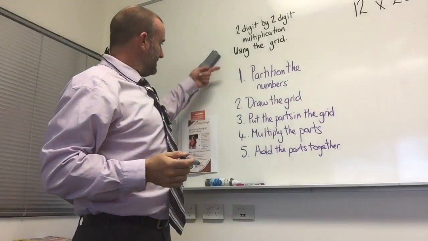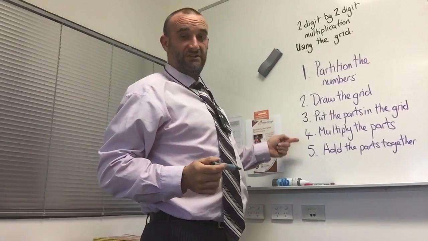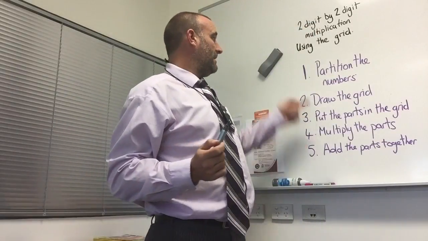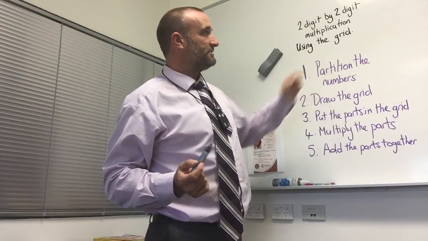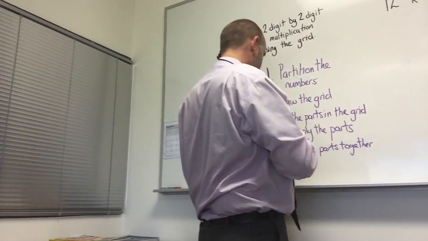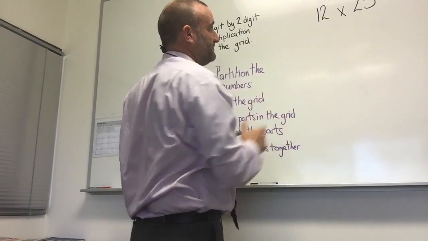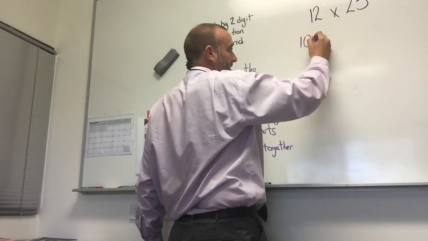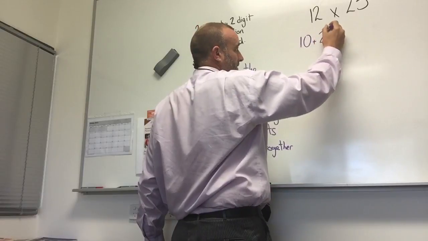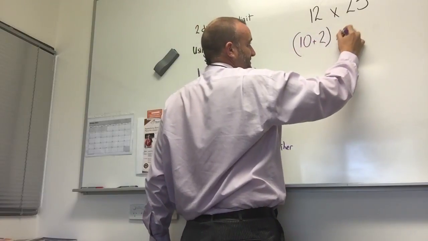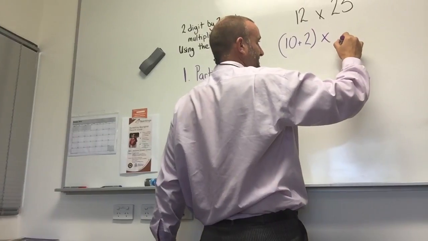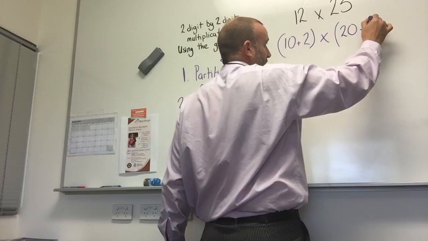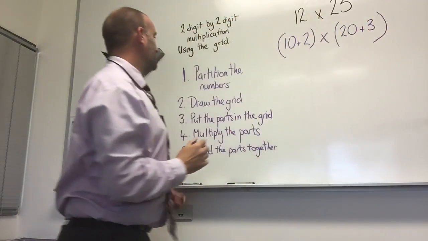As you can see, I've got my same 5 points to success here because they don't change irrespective of how many digits there are. So, following point 1, partition the numbers. Here are my numbers here. And we're first of all going to partition the 12. So we've got one lot of 10 and we have got 2. And that is multiplied by 23. So if we partition 23, we have 2 lots of 10, so 20 plus 3 units or ones. That's the numbers partitioned.